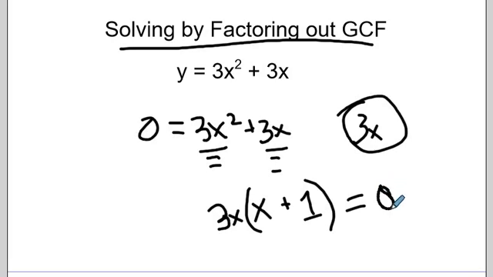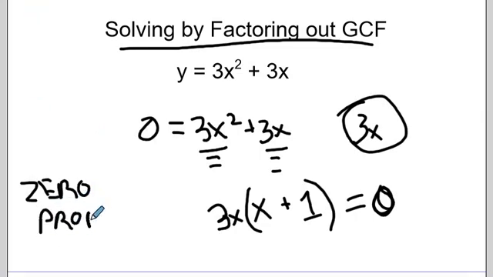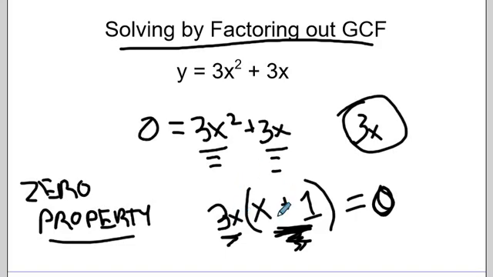Now, once we get to this point, now's a good time to talk about the zero property. The zero property of multiplication states that if any of the factors in a multiplication problem are zero, then the result is zero. So that means if this is a factor and this is a factor, the whole binomial is a factor, if we make either of these factors equal to zero, then the whole thing will be equal to zero.